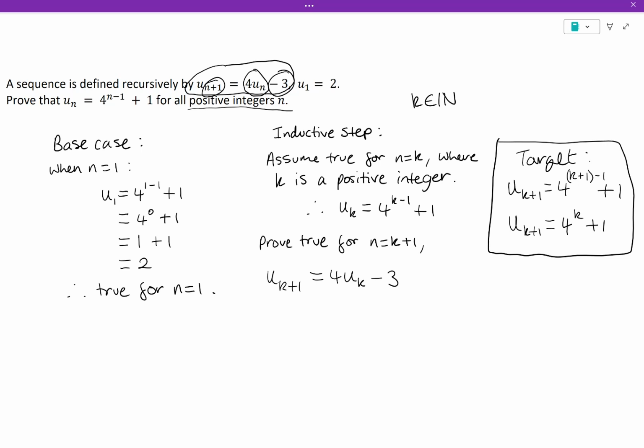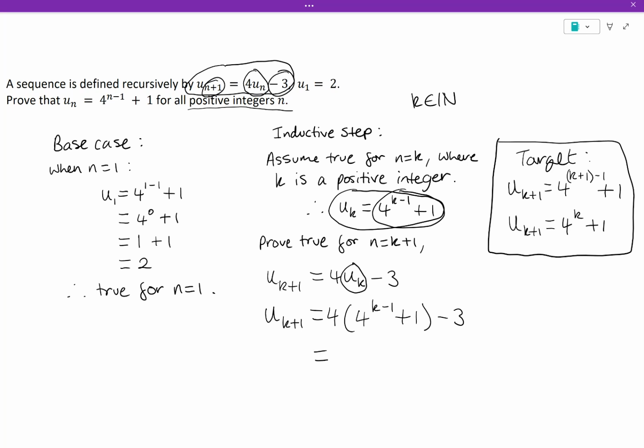Now what I'm going to do next is make use of my inductive assumption, so what I've got written here, that's for u_k. So I'm going to replace this u_k with what I've circled there. So we'd still have u_{k+1}, which is actually exactly what we want if we look at our target. So we're not going to touch that at all. And then I'm going to write 4, then open bracket, and I'm then going to write in this part here: 4 to the power of k minus 1, plus 1, close bracket, subtract 3, like that.